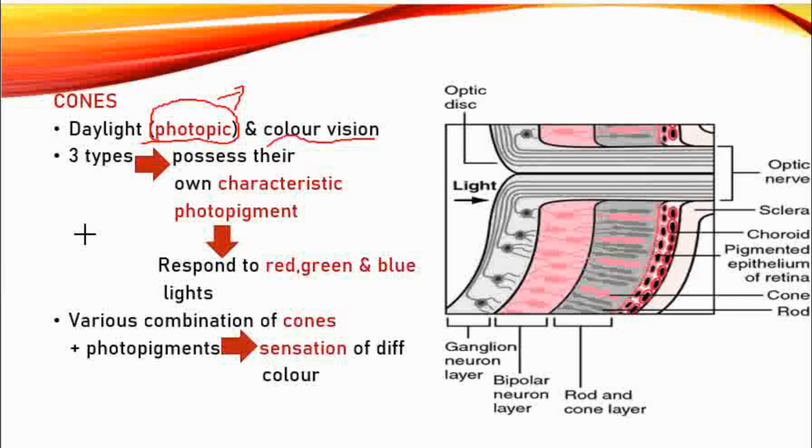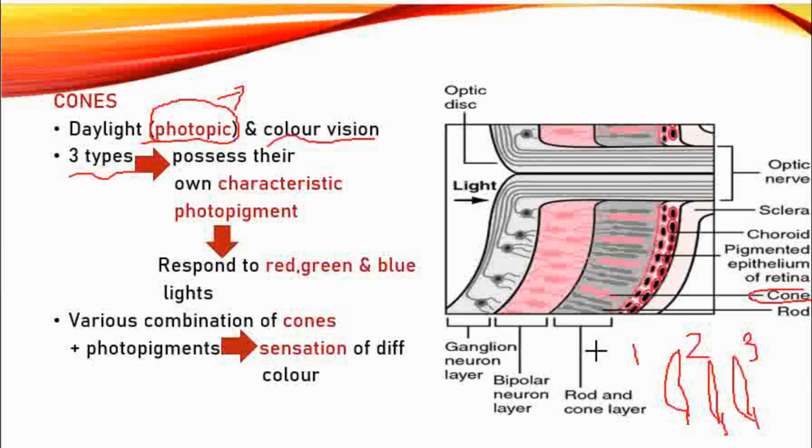Basically, there are three types of cones. Suppose this is the cone cell, the pink one. There are three types of cone cells. Each of these three types will have its own characteristic photopigment.